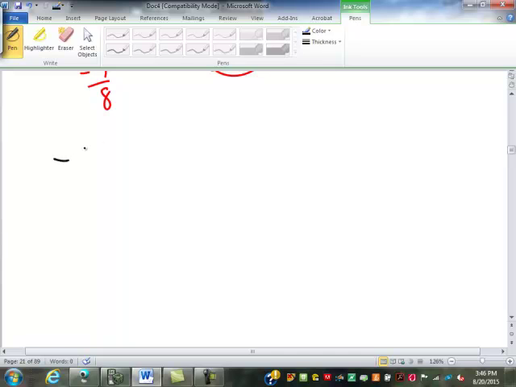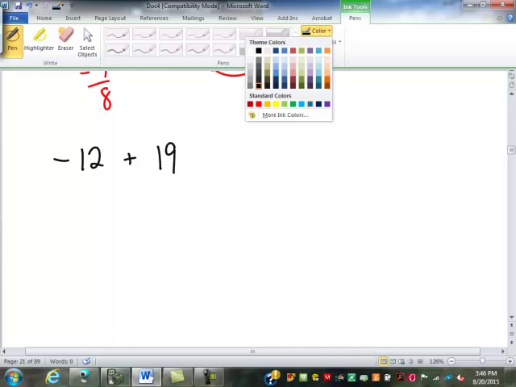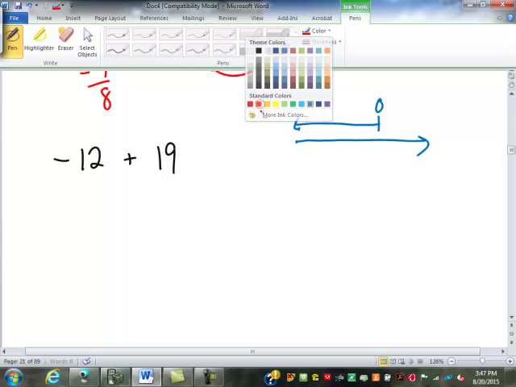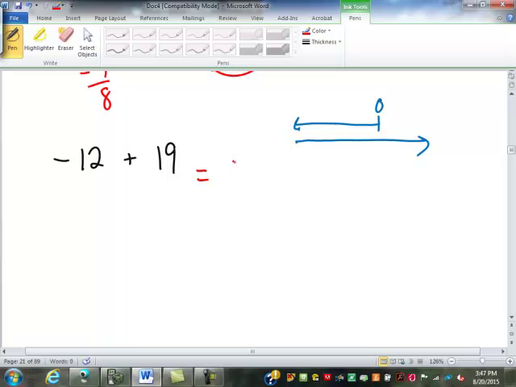If I have a negative 12 plus 19, same thing. I have a 0 point. Which way does the negative 12 go? Negative, to the left. 19, same direction or opposite direction? Opposite. Longer or shorter? Longer, so it goes past 0. So what does that tell us about our answer? It's positive, and do we add or subtract the lengths? We subtract. They point in opposite directions, so it's the difference in the lengths. So 19 minus 12 is 7. It's a positive 7.